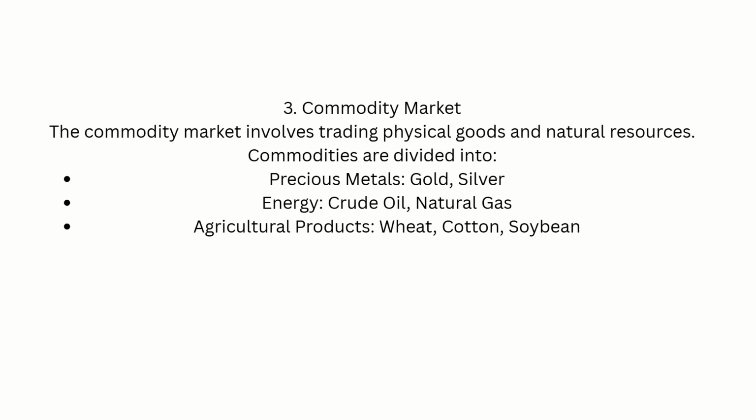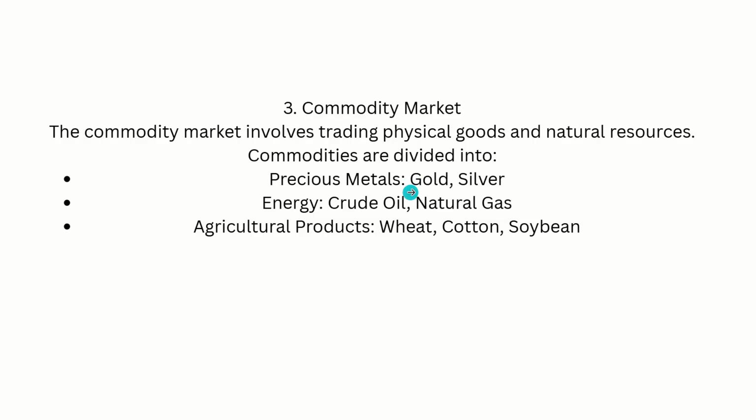So the next market is the commodity market. The commodity market involves trading physical goods and natural resources. Commodities are divided into precious metals like gold and silver, energy like crude oil and natural gas, and agriculture products like wheat, cotton, and soybeans. The commodity market is basically the market where physical goods are traded, right?